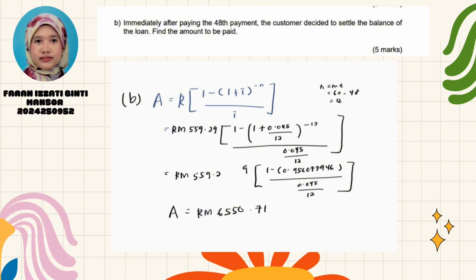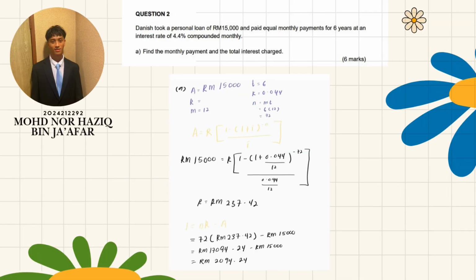After that, as usual, we will solve the bracket first. So 1 plus 0.045 per 12 and the square minus 12, you will get 0.956077946. After finishing counting everything, we will get 6,557 ringgit 10 cents.